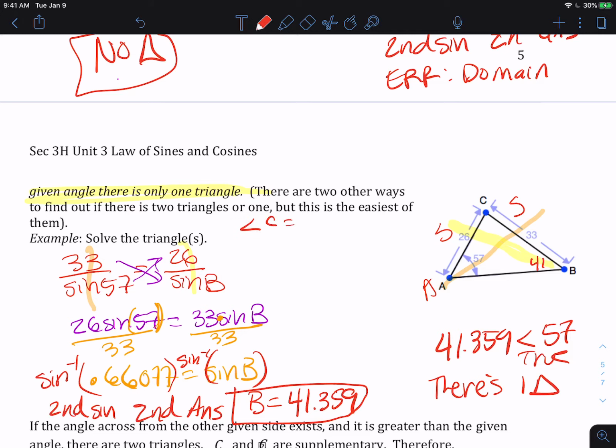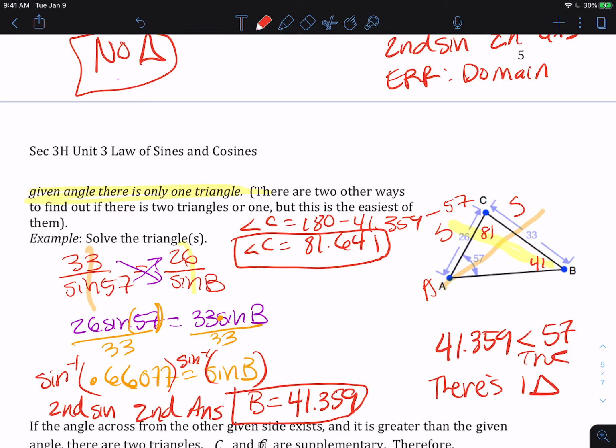Using the fact that there's 180 degrees in a triangle, I do 180 minus the 41.359 minus the 57. When I go to my calculator, I am going to use second answer because I have the 41 point whatever sitting in my calculator, so that I don't get a rounding error. So 180 minus second answer minus 57. Then angle C is 81.641. Okay, so now we have this piece of information. Again, I'm just truncating the numbers so that I can see visually on my picture.